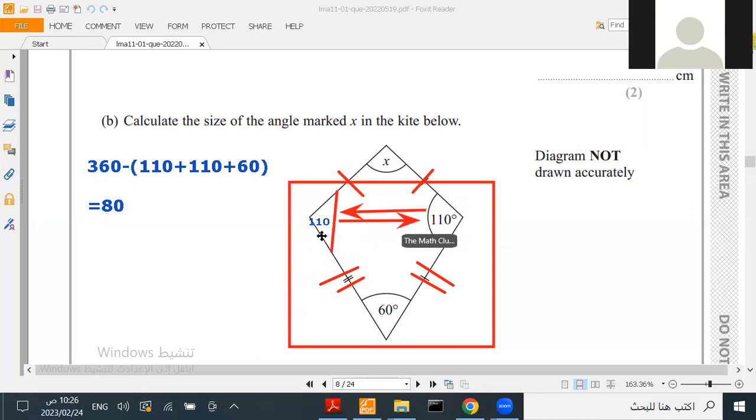So first, we found this angle by saying it's opposite and they are between two different sides. Okay? And then we add all the three angles together and subtract them from 360. And this is how you answer a question like this. Now let's move on to the next question.